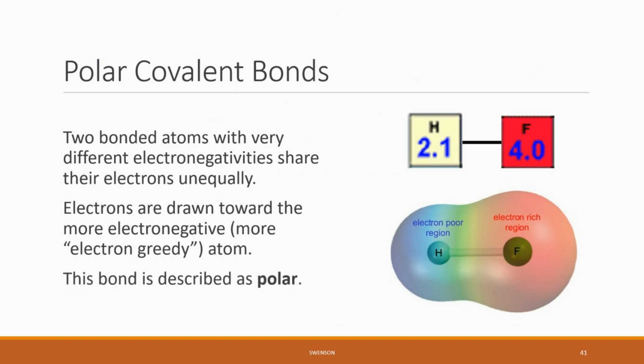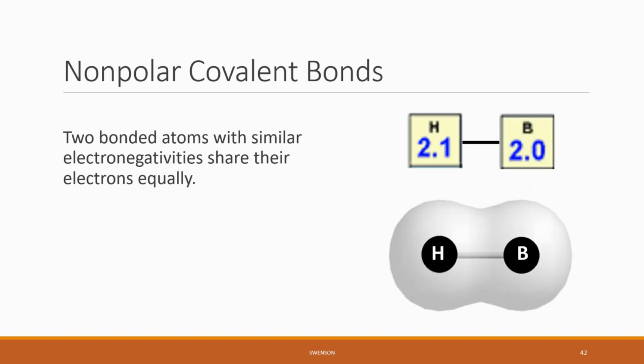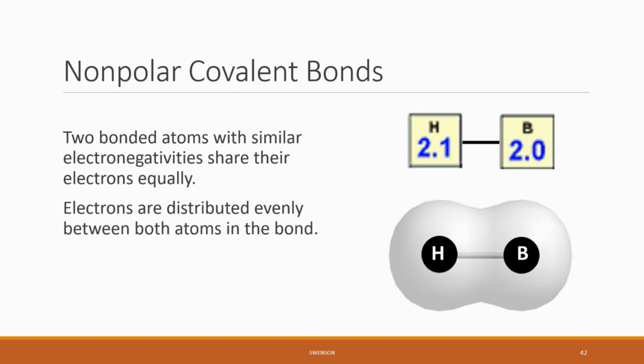And what we call this bond is a polar bond, because it's more polarized towards the fluorine than the hydrogen. This here is a nonpolar covalent bond. So we see hydrogen, and the B denotes boron. These two atoms have a fairly similar electronegativity, and therefore the electrons are pretty evenly distributed across these two atoms. And that's what makes this covalent bond called a nonpolar covalent bond.